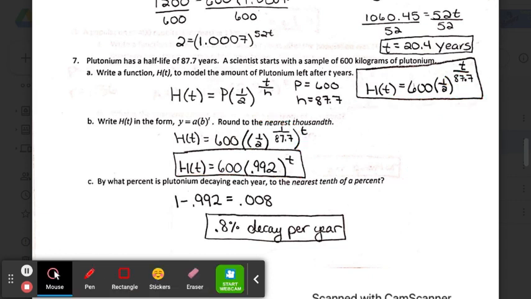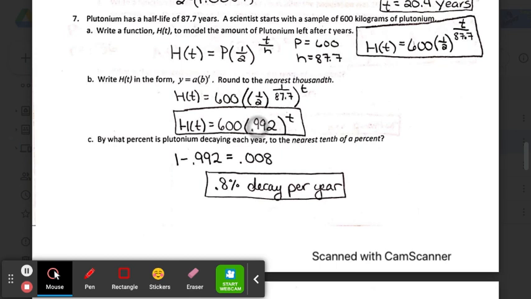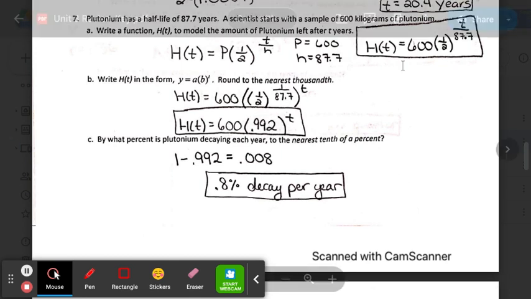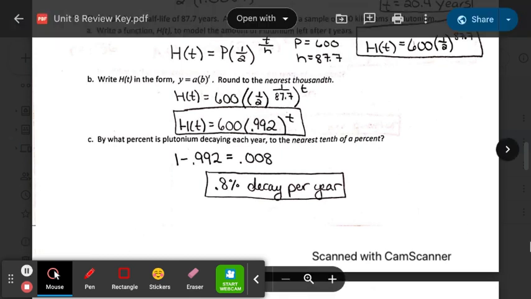And then the last one, you're going to use this by what percent? Hold on. Okay, sorry, dogs got in my son's garbage.